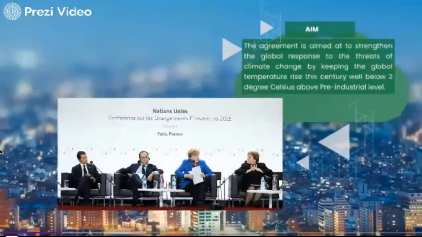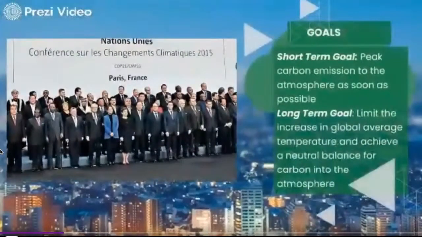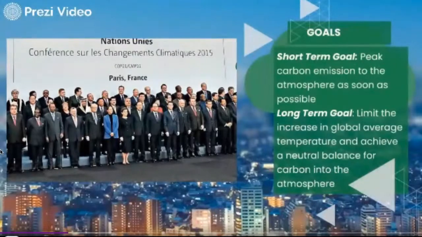So we look at what is the goal of this agreement. The short-term goal is to peak the carbon emissions to the atmosphere as soon as possible, and then the long-term goal is to limit the increase in global average temperature and achieve a neutral balance for carbon in the atmosphere.